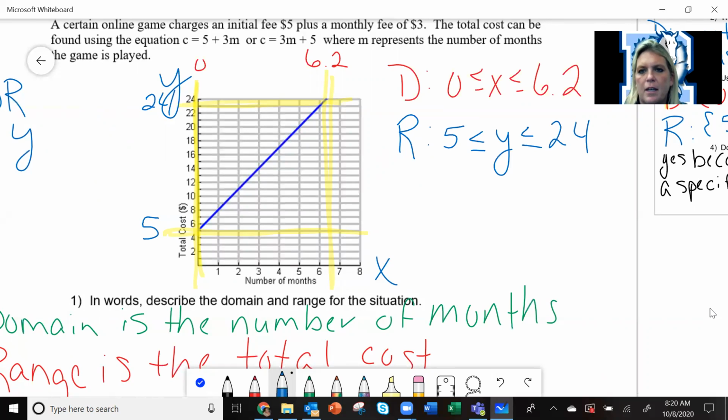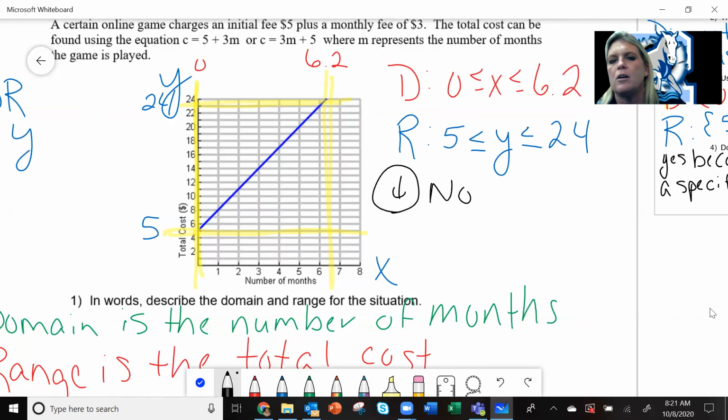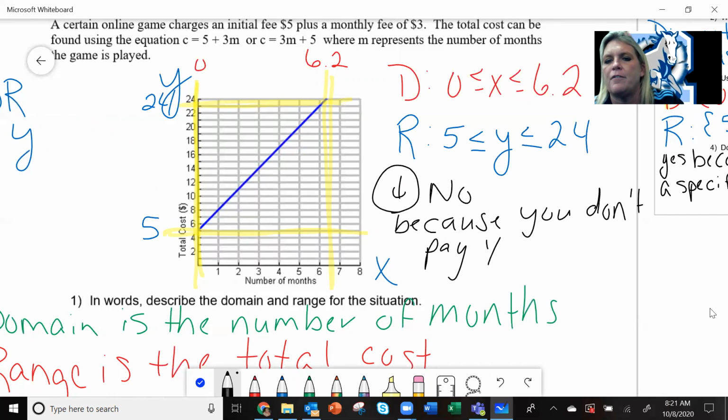Now the last problem says, does this make sense? This is not going to make sense because you're not going to pay a half a cent for something for each month on your gaming. You're either going to pay for 1 month, 2 months, 3 months. So this down at the bottom, when I'm talking about number 4, does the graph make sense? The answer is going to be no, because you don't pay, for example, a half a cent in a charge. You're going to pay specific amounts. And when you have to pay specific amounts, that means that your situation needs to be discrete.